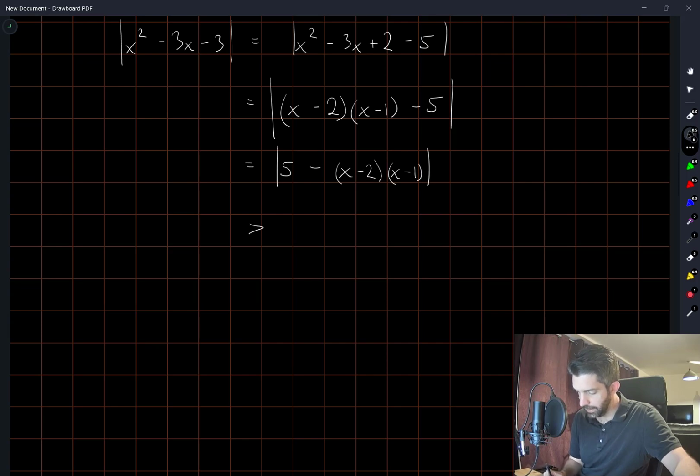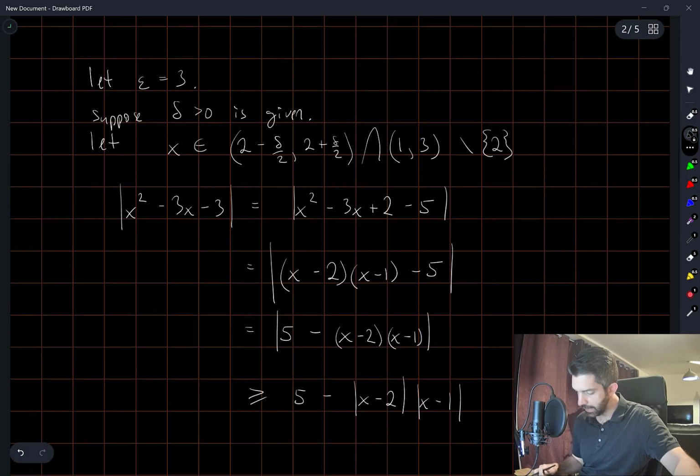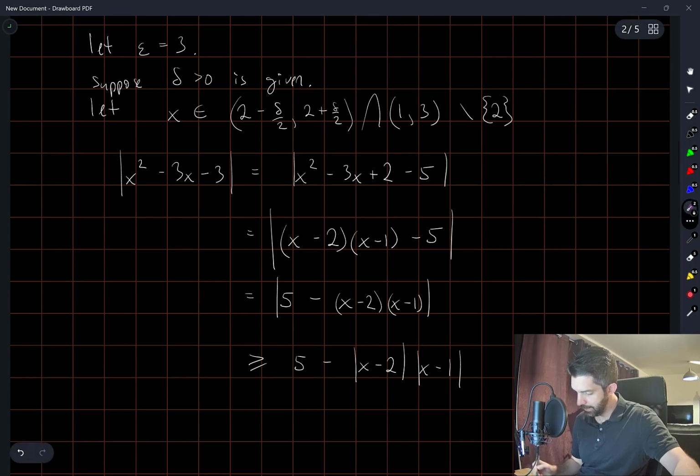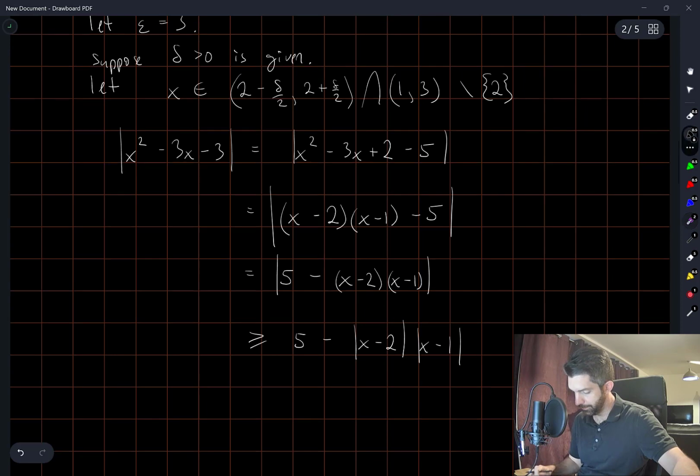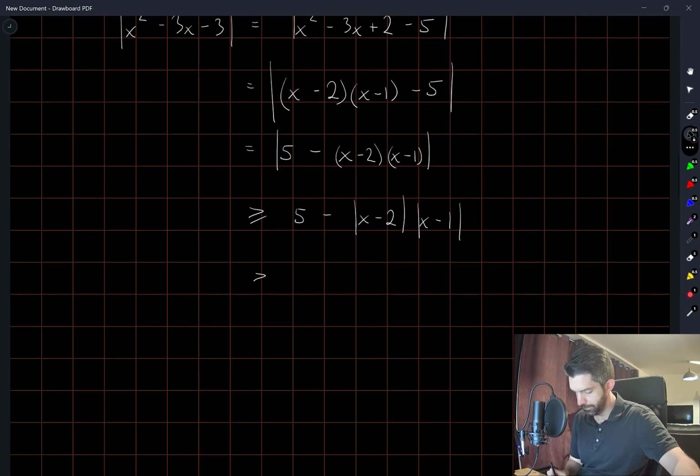Use a version of the triangle inequality. This is greater than or equal to 5 minus the absolute value of x minus 2 times the absolute value of x minus 1. And because of the way I've chosen x, x has to be between 1 and 3. So x minus 2 has to be between negative 1 and 1, and x minus 1 has to be between 0 and 2. So this product, the largest that that can be, is equal to 2. So this thing has to be greater than 3, which is epsilon.